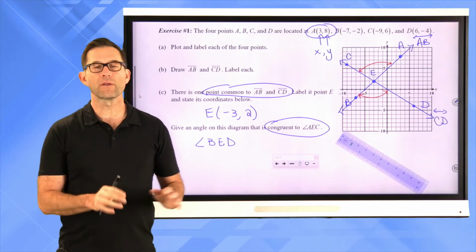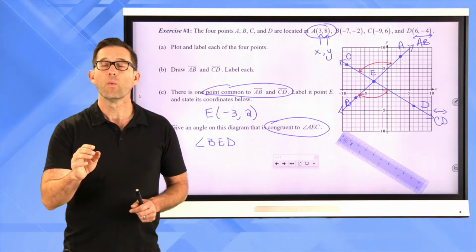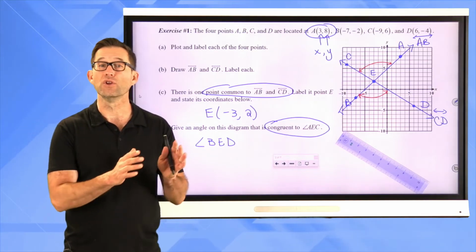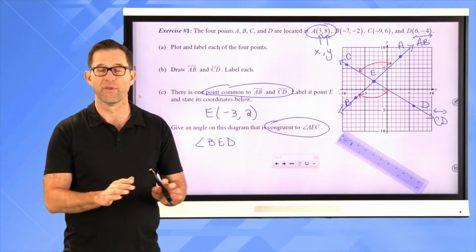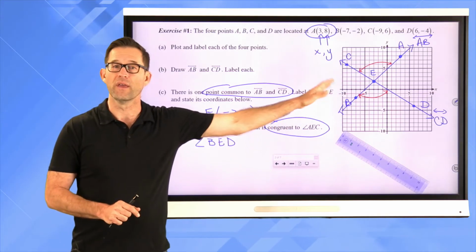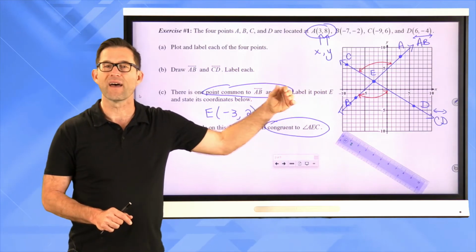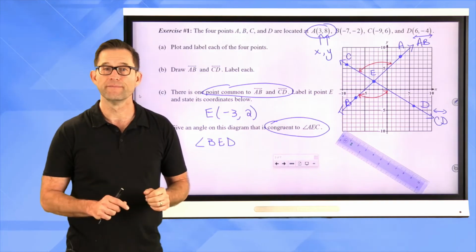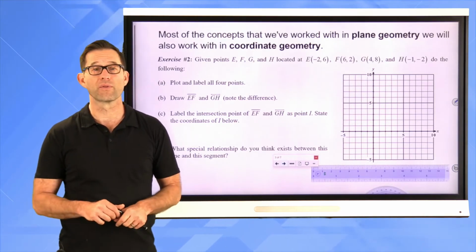Now, this particular problem goes to show us something that is pretty important, which is that basically all the issues that we've been dealing with so far in Euclidean geometry, geometry that has no coordinates associated with it, we can also deal with in coordinate geometry, right? Points, lines, angles, vertical angles, congruent angles, etc. Okay, let's keep going and working more with coordinate geometry.